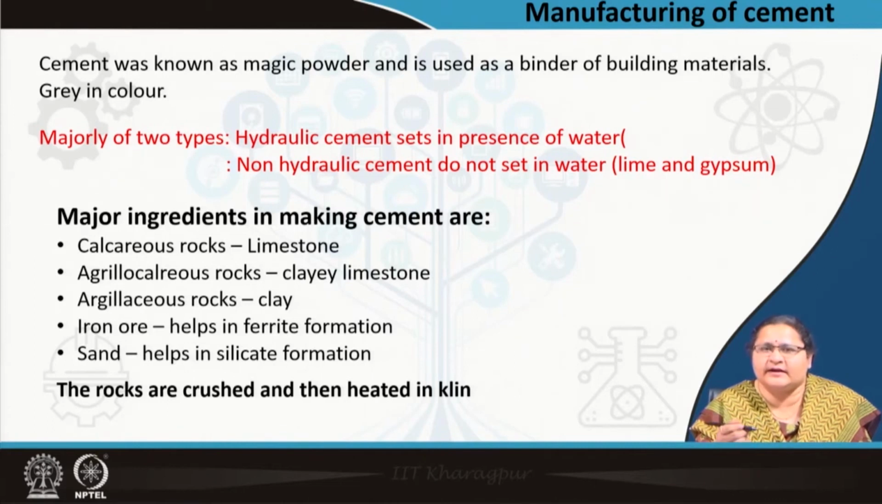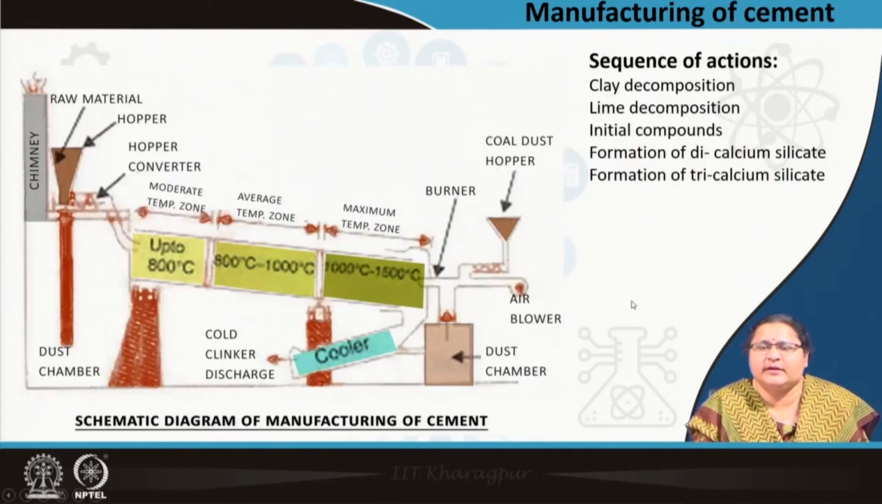So, rocks are crushed and then heated in a kiln. It is a very basic line I have used, but these rocks come in various proportions, that is batching is required, and there is a dry process, there is a wet process. I am not elaborating much into it, but coming to the major part.